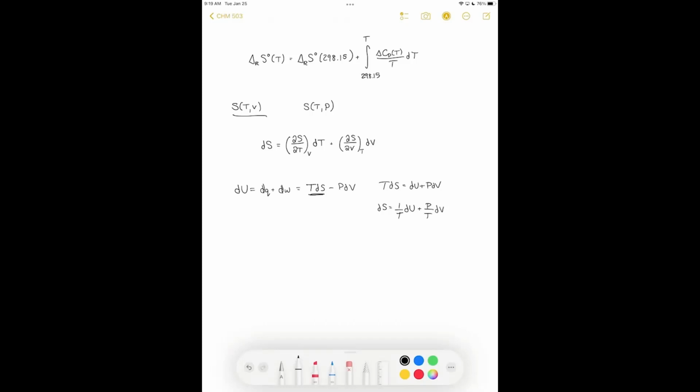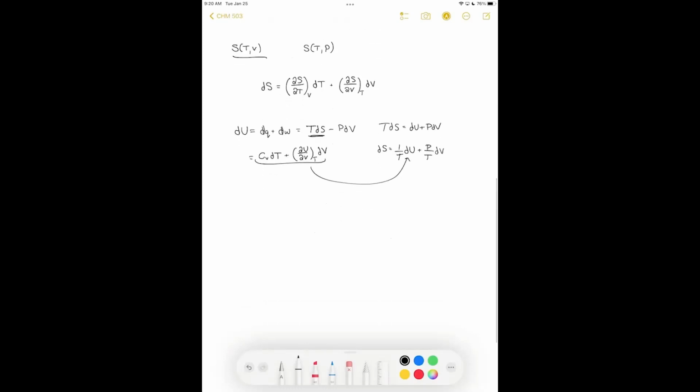What we're going to do now is substitute in the total differential for dU. So in addition to being equal to T dS minus p dV, we know that dU is equal to Cv dT, and then plus the partial derivative of internal energy with respect to volume at constant temperature times dV. So we'll substitute in this for dU, and for dS, that gets us dS is equal to 1 over T times Cv dT plus the partial derivative of internal energy with respect to volume at constant temperature dV. And then we add plus p over T dV.